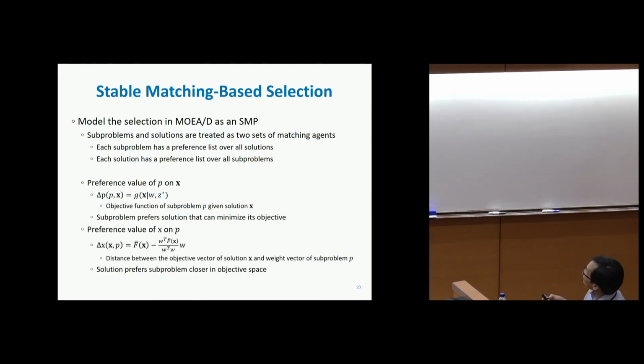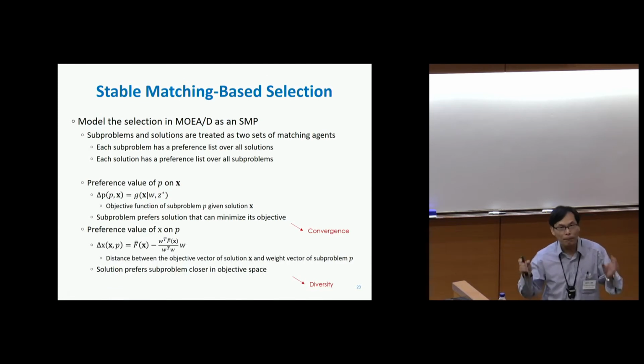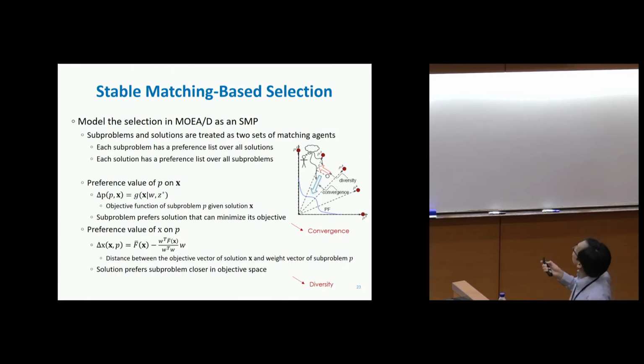So in this case, for the solution on problems, we want the distance between the objective vectors and the weight vectors to be as short as possible. So the solution prefers the problem closer in the objective space. This one, we are trying to deal with the convergency case. This one, we are trying to deal with the divergency. So based on this design, the stable matching is focused on both divergency and convergency, and hope to strike a balance between the two. So this is an example.